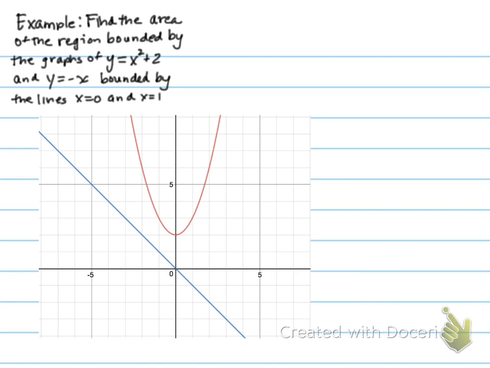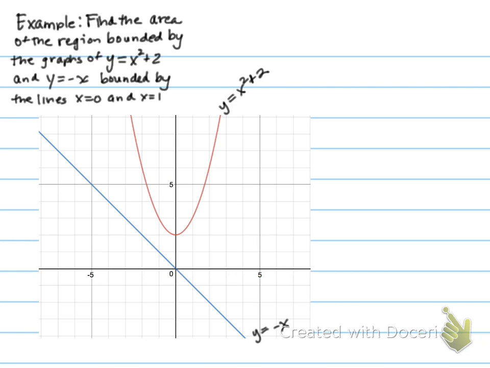Example says find the area of the region bounded by the graphs of y equals x squared plus 2, and that's going to be the red graph here. And I'm using Desmos. And y equals negative x. The blue graph is y equals negative x. And my boundaries are going to be the lines x equals 0 and x equals 1.